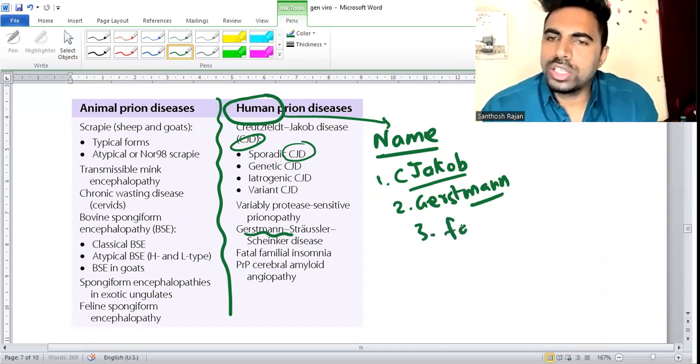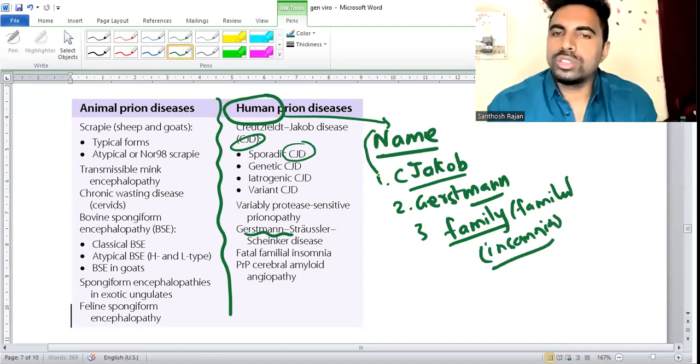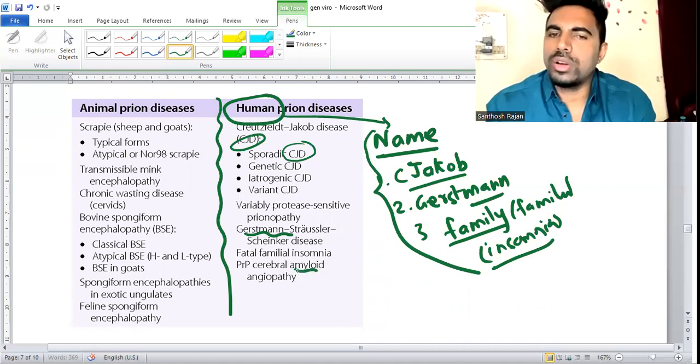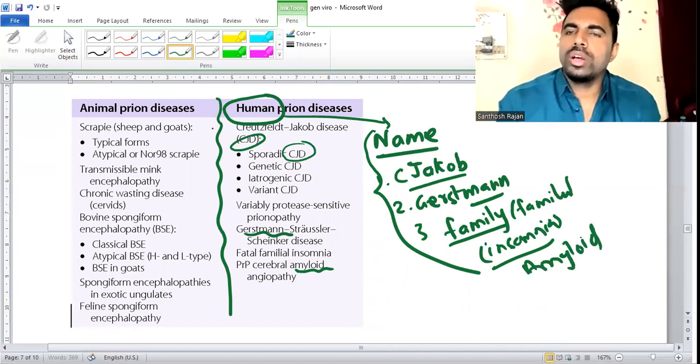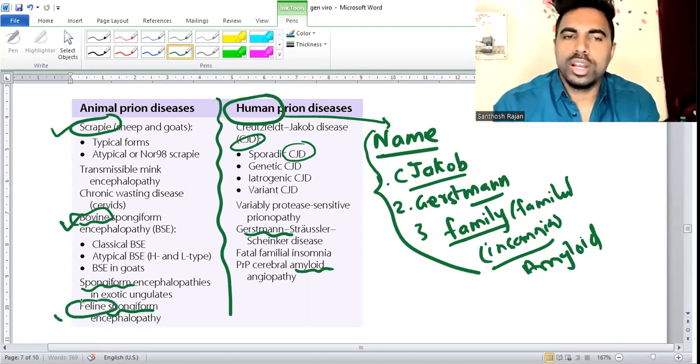Another is familial. Familial occurs in humans. So any familial disease, familial insomnia, insomnia meaning sleeplessness, is human. One more thing is amyloid, amyloid angiopathy. This will be human. The rest will be animals, like scrapie, meaning sheep and goat, that is animal. Any spongiform, bovine spongiform, goes to animal. Feline spongiform is also animal.